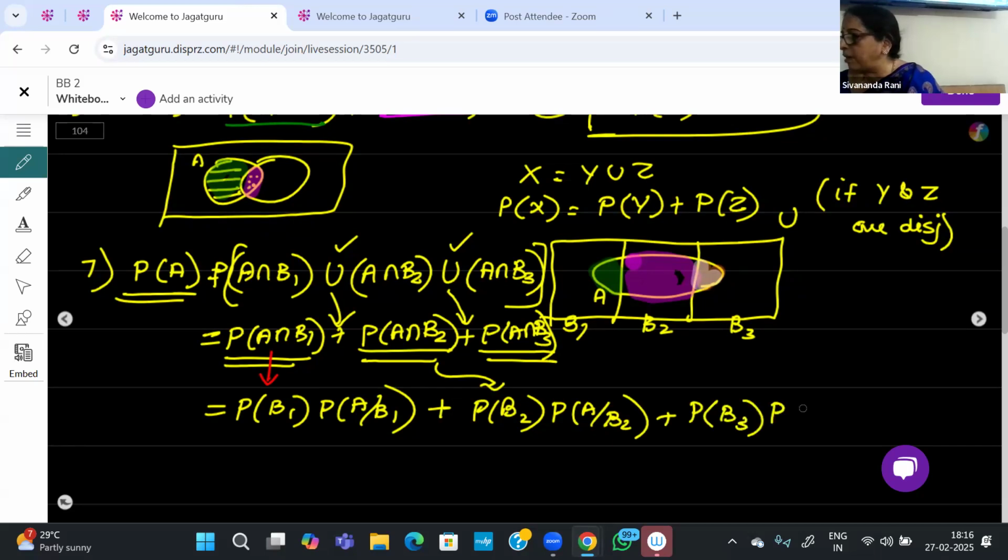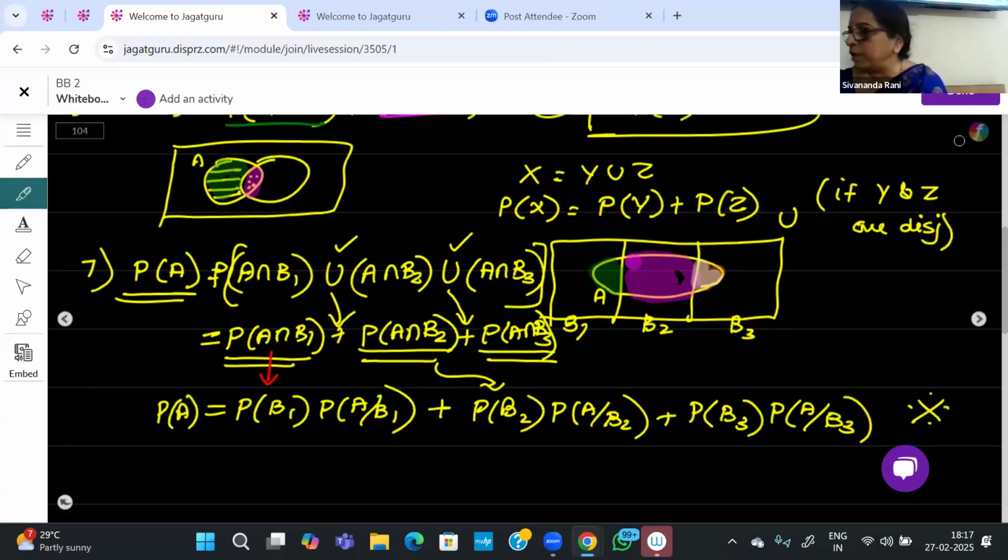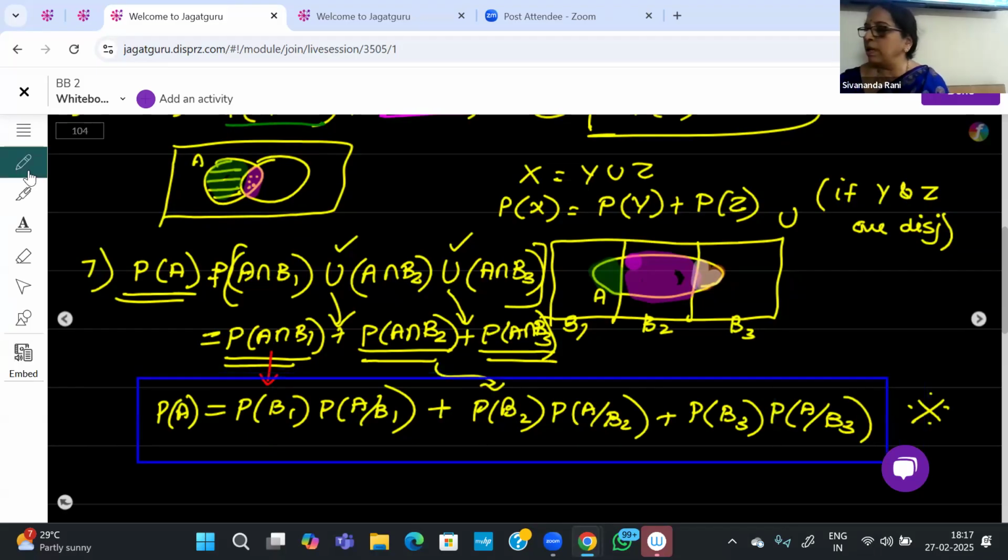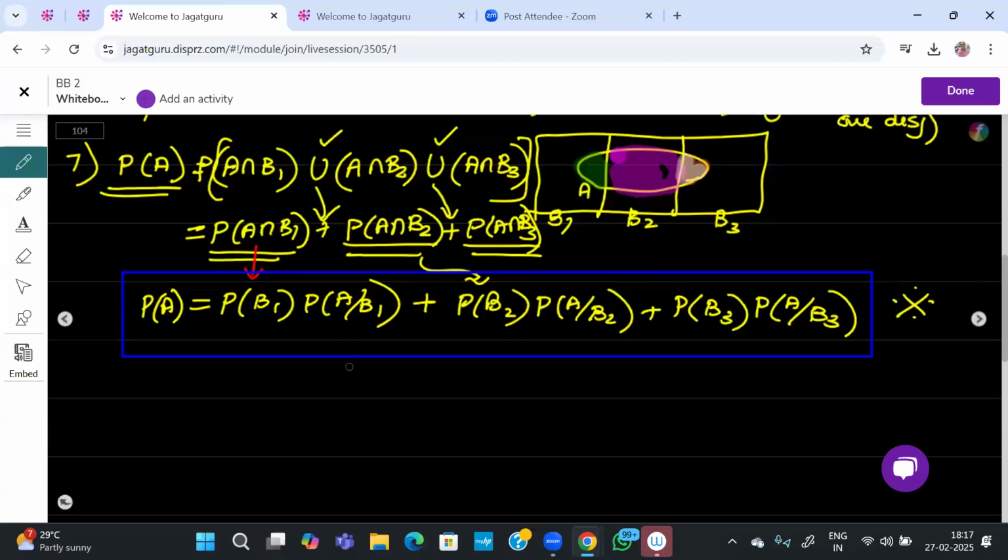P of B3 into P of A given B3. And this is such an important aspect of probability. Does anyone remember what this idea is known as? We have used it very frequently and it is supposed to be important. Can someone tell me what this idea is based on? Is it related to Bayes theorem? Yeah, it is somewhat Bayes theorem, but it's not the entire Bayes theorem. Total probability. Very good, Shah.